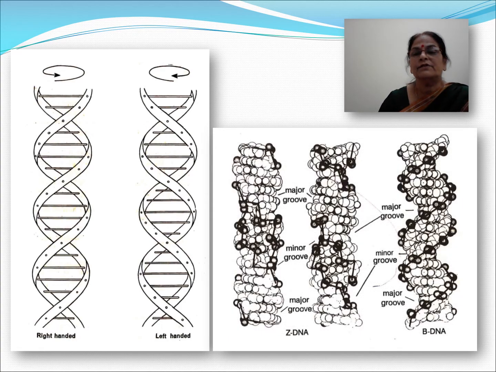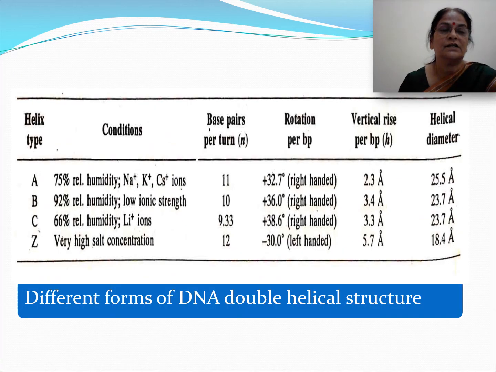Now these different forms, जो structure, ये है different forms. अब इसको समझने की जरूरत है. These are the conditions when A, B, C, Z forms are seen. Now base pairs per turn is 11 in case of A. In case of B it is 10. C-DNA 9.33 and Z-DNA shows 12.